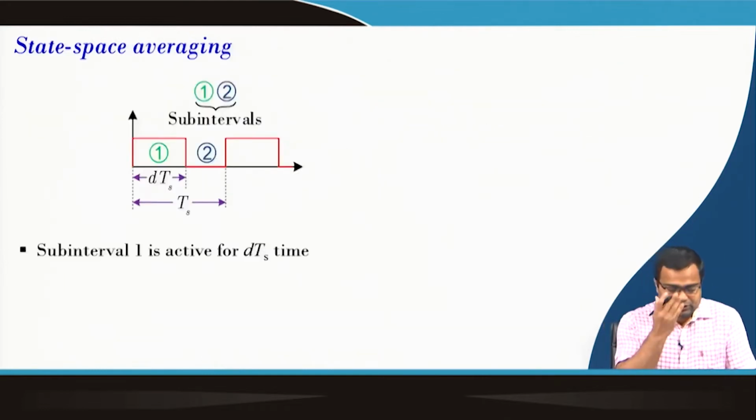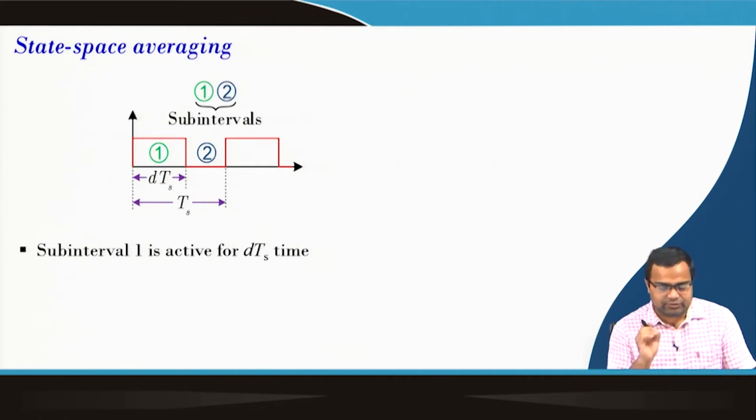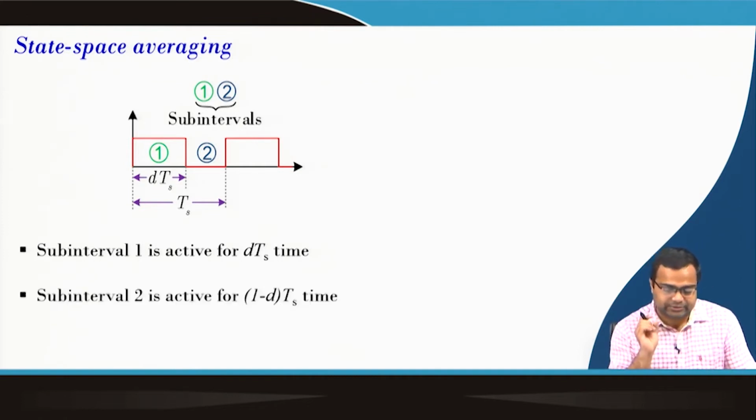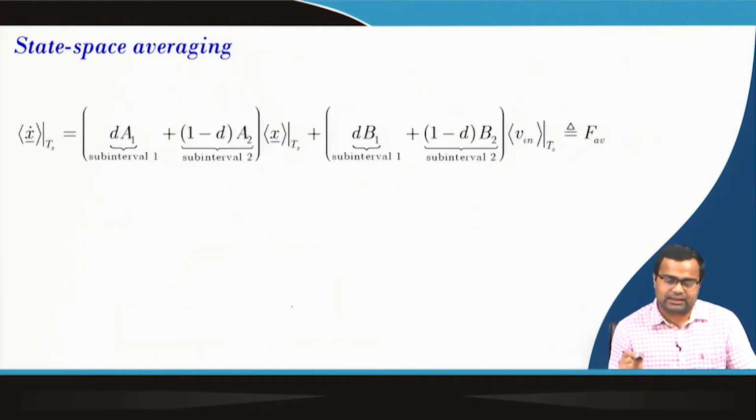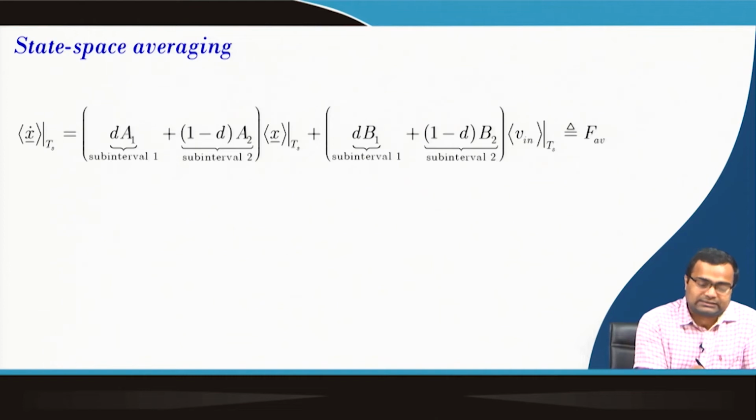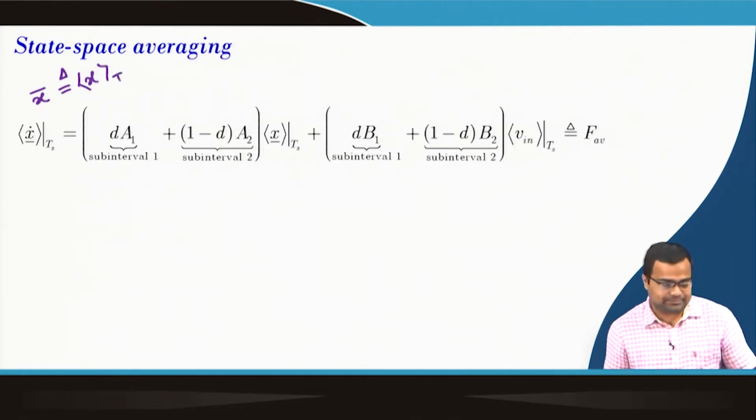Okay. Now, in state space averaging, we will write the equation of subinterval 1, which is valid for the time period of d into t, and subinterval 2, which is activated during 1 minus d into t, and then we can obtain the average quantity. In fact, we will use this x bar, which is represented in terms of x, averaged over a cycle time period t.